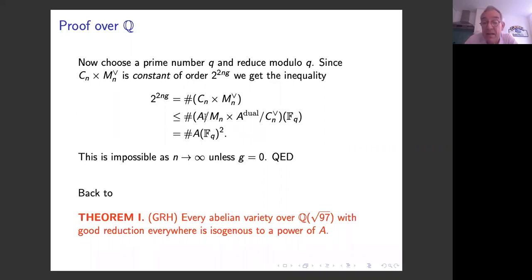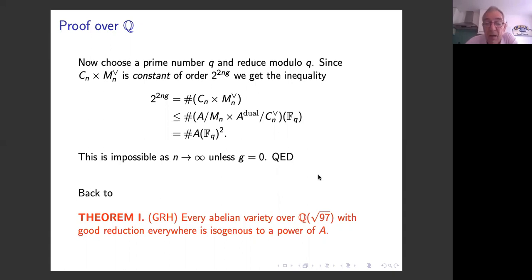And since these abelian varieties are isogenous to the original abelian variety, and since isogenous abelian varieties have the same number of points, this is at most the number of points on the abelian variety over F_q squared. And now I have a contradiction because this is constant. Once I fix q, this is fixed. And here is n, and this goes to infinity. So this cannot happen unless, of course, the dimension of the abelian variety is zero. Yeah? So this is how the proof goes.